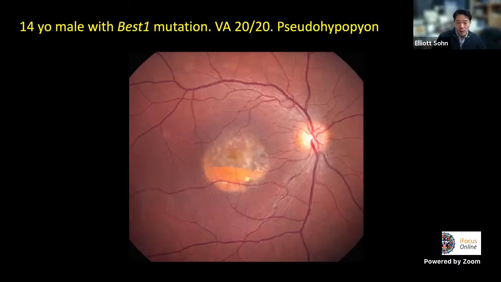What you're seeing here is a pseudohypopyon. Where the vitelliform lesion was this whole area in the fovea, now some of the lipofuscin has resorbed. And so that's where you can see the upper half of the fovea better than the lower, where you see this lipofuscin. It's called a pseudohypopyon because it looks like a hypopyon, but it's in the back of the eye.